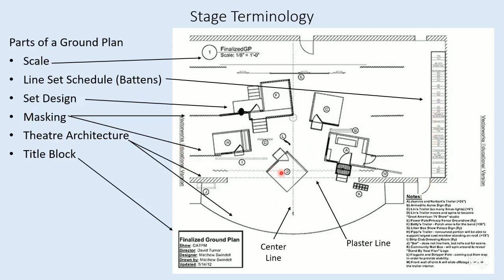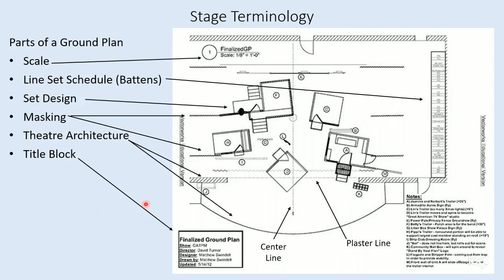Next is going to be our set design. The set design is going to be the walls, the wagons, the doors, all of the things that we're going to see scenically on the stage. Right? This is the set design. Then masking. In this case, we don't see the borders. They haven't included the borders, but they have included the legs. And those legs are oftentimes represented by these little wavy lines that exist on the left and the right, and they just show us where the masking is going to be.